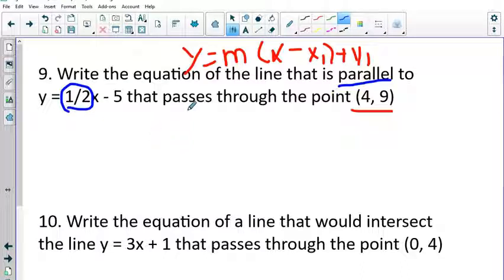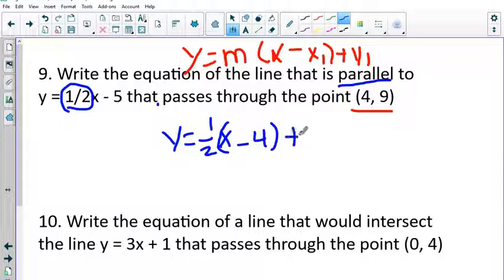So my new equation is going to be y equals 1/2 times (x, parenthesis. Sorry, I forgot that. And then since my point is 4, negative 9, I'm going to do minus 4 because the inside has to change, and then plus 9. And I can leave it like that. So the only key is I needed the slope from here and I needed this point.